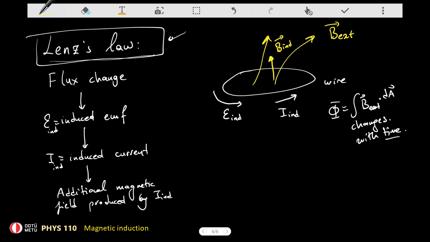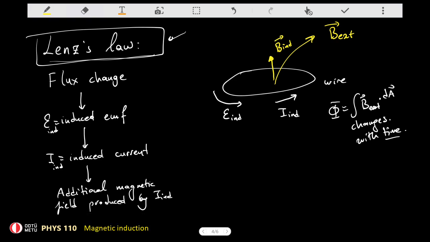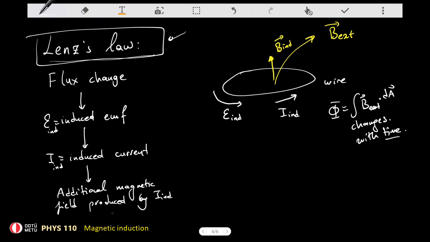So let me draw this one in here, right? There's an additional magnetic field. And then this induced magnetic field produces a flux. So there's an induced magnetic field, and this produces a flux through the same area.